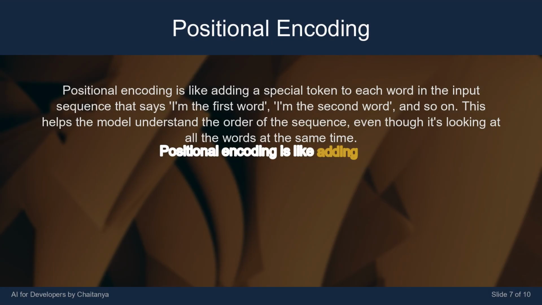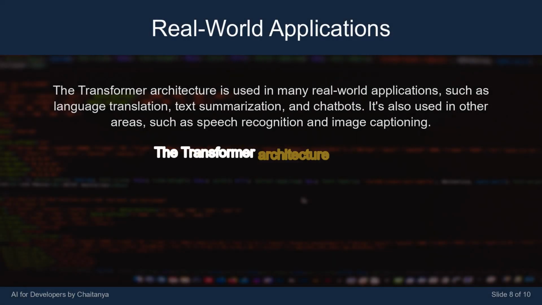Positional encoding is like adding a special token to each word in the input sequence that says, "I'm the first word," "I'm the second word," and so on. This helps the model understand the order of the sequence, even though it's looking at all the words at the same time. The transformer architecture is used in many real-world applications, such as language translation, text summarization, and chatbots.